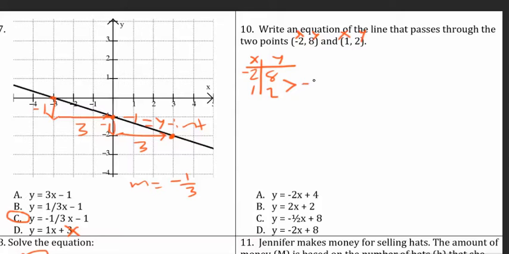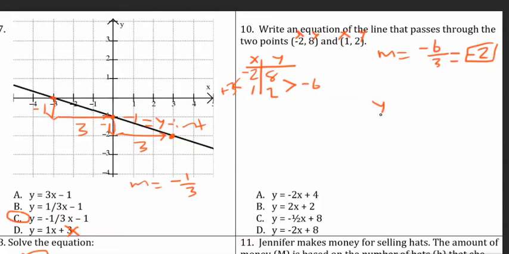So going from 8 to 2, that's a minus 6. Going from negative 2 to 1, that's a plus 3, because negative 2 plus 3 makes 1. So then my slope is going to equal negative 6 over 3. Negative 6 divided by 3 is negative 2.